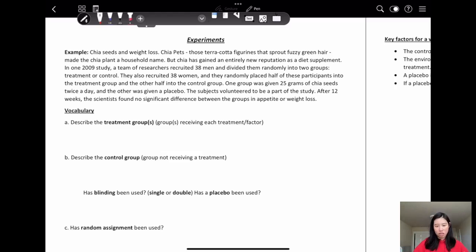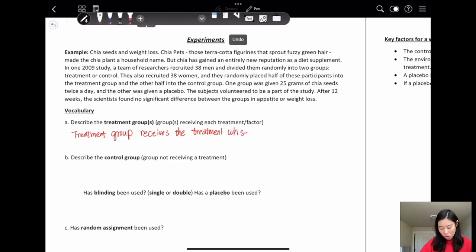So, let's learn some concepts. What is a treatment group? Let me describe the treatment group. The treatment group is the group receiving the treatment, whose effect the researchers are interested in.